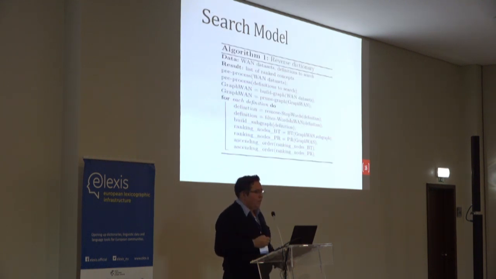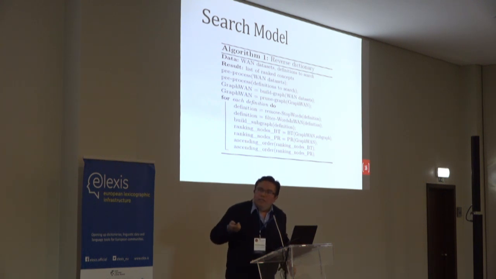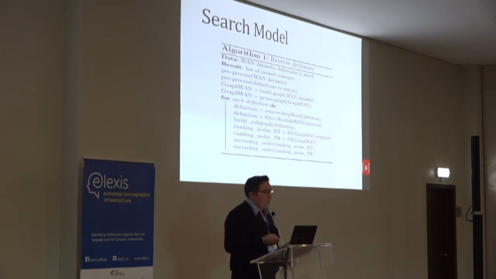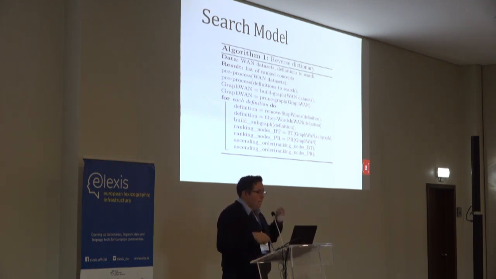This is a brief pseudocode that represents the complete algorithm. First of all, we have to pre-process all the datasets, keeping only the lemmas. We have to pre-process the definition to search in the same way: we kept only the lemmas, and we removed the stop words. Then we build the graph with the word association norms. Second, I have to prune the graph, because in a very big graph, all the paths were going wrong and we were not getting the correct words. So I have to cut some nodes to get a more reduced graph, and this graph works in a better way.